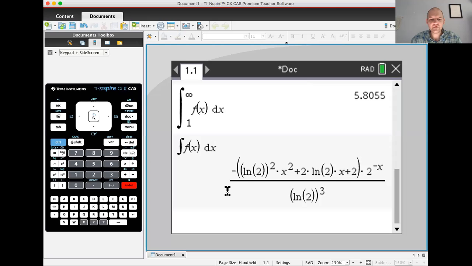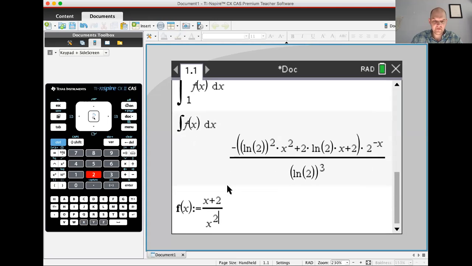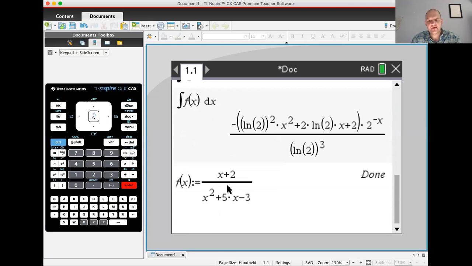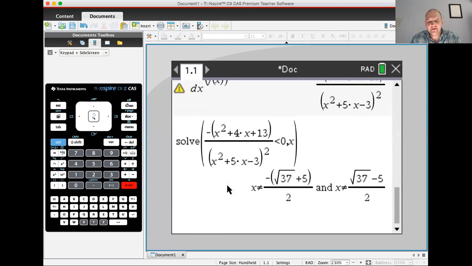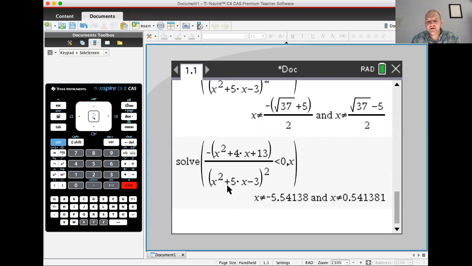So all right, f of x, let's define that, is x plus 2 over x squared plus 5x minus 3. And I need the derivative to be negative after some point. So the derivative of f of x comma x, solve, answer less than 0 for x. I'm doing this a slightly different way. This is interesting. So the derivative is basically always negative. We're going from 5 to infinity for whatever reason. So from 5 to infinity, the derivative is definitely negative because it's negative everywhere except at those two values where I guess it doesn't exist. So that's good to know.